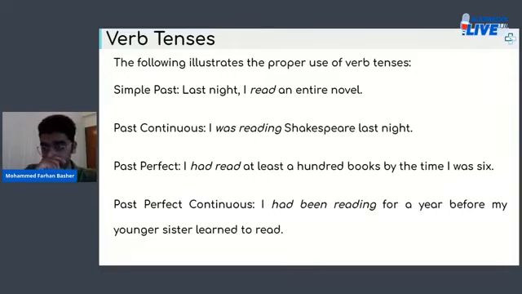However, also note, we employ the past continuous tense to talk of an action when we want to say more, such as, for example, maybe something else happened when you were reading Shakespeare last night, right?